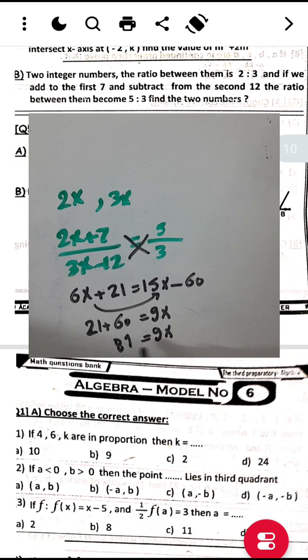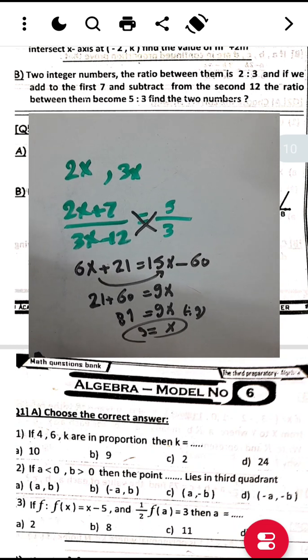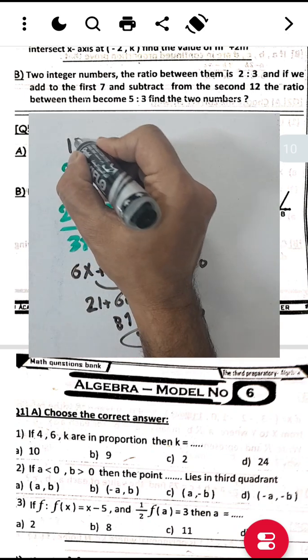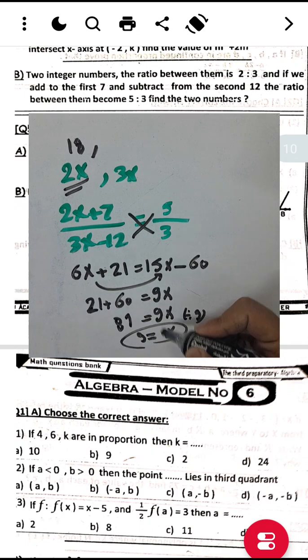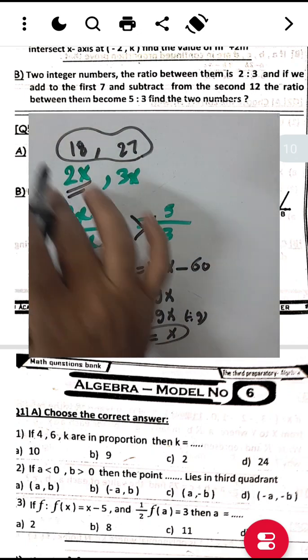equals 81, so x equals 9. Okay, then the value of x equals 9. Then the first number will be 2 times 9, it will be 18, and the second number 3 times 9 will be 27. Okay, we have two numbers here, 18 and 27.